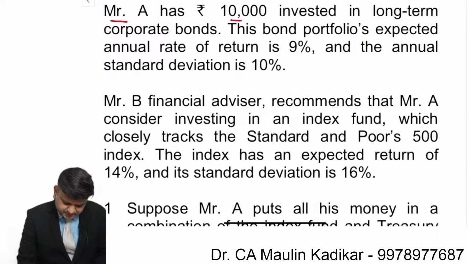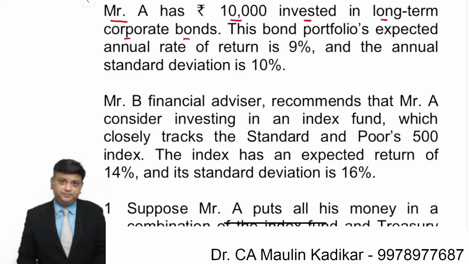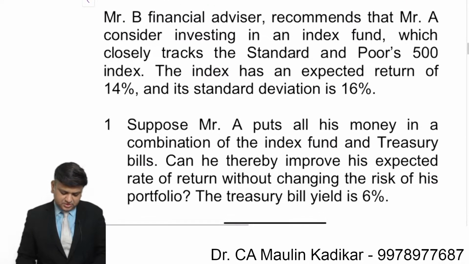Next question. Mr. A has rupees 10,000 invested in long term corporate bond. So the information is provided to us about an investor who has made investment in long term corporate bond. This bond's portfolio has an expected annual rate of return of 9%. So the return is 9%, and the annual standard deviation is 10%. That is its risk, 10%.